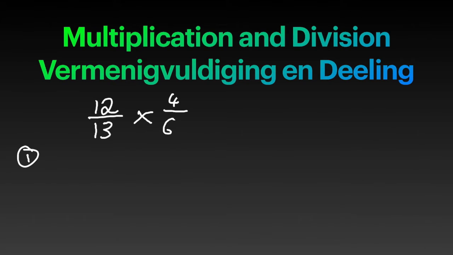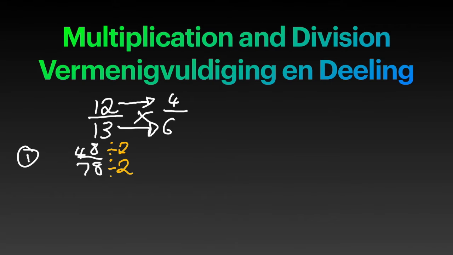Method 1, I can multiply across directly and then divide. 12 times 4 is 48. 13 times 6 is 78. And then I simplify. How do we simplify? We say divide. We're going to divide with 2 for now. Divide with 2, divide with 2.